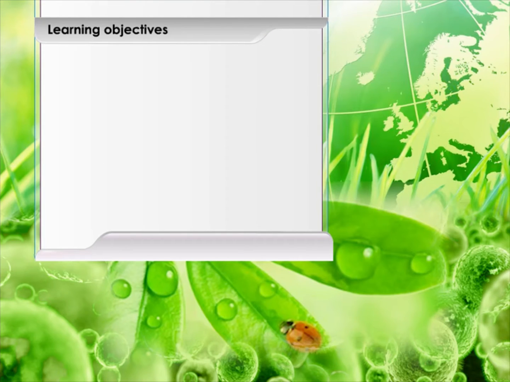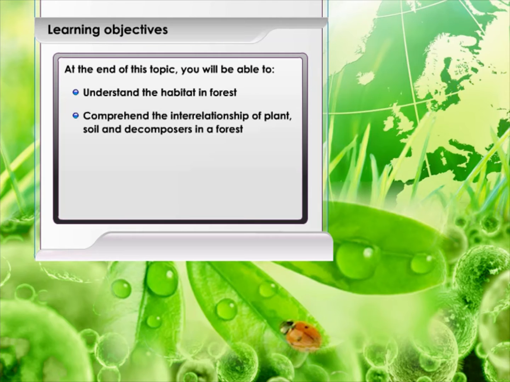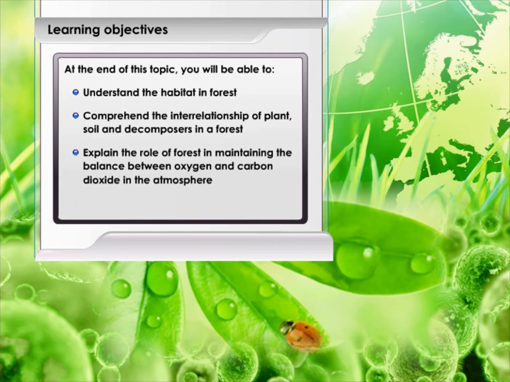Learning objectives. At the end of this topic, you will be able to understand the habitat in forest, comprehend the interrelationship of plant, soil, and decomposers in a forest, explain the role of forest in maintaining the balance between oxygen and carbon dioxide in the atmosphere, discuss the importance of forest.